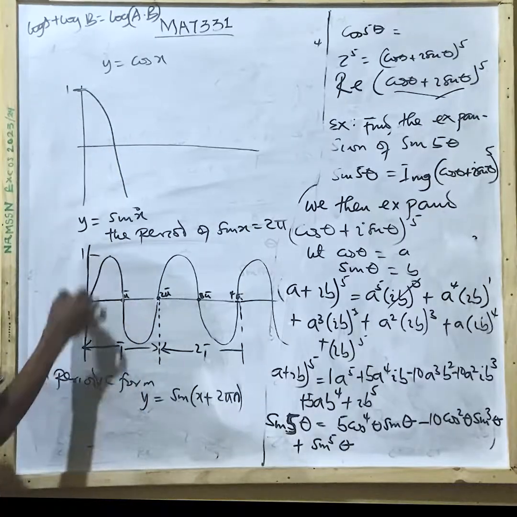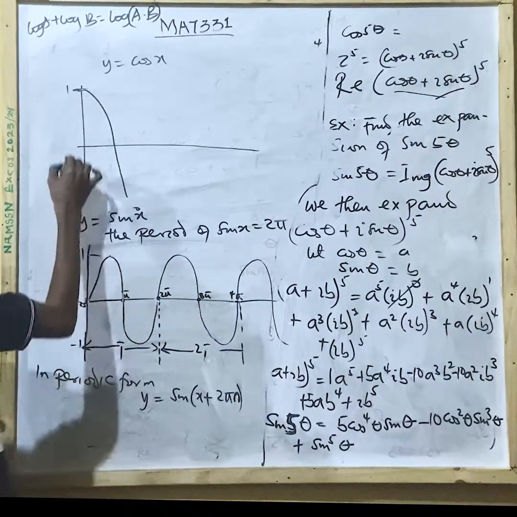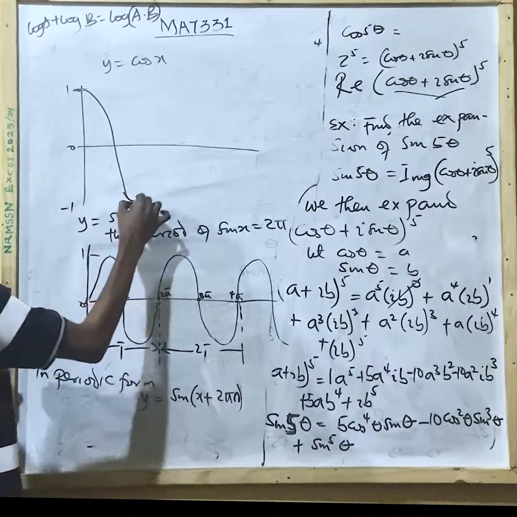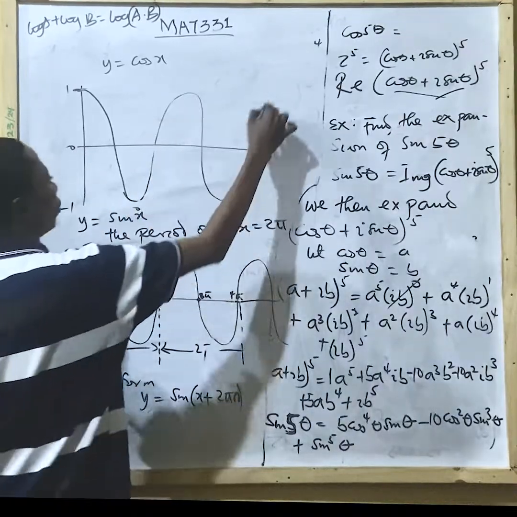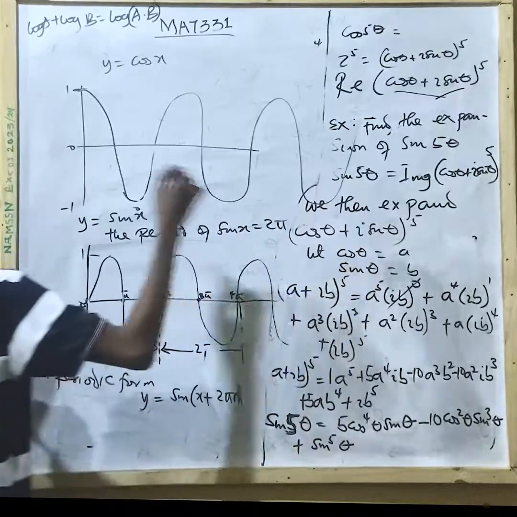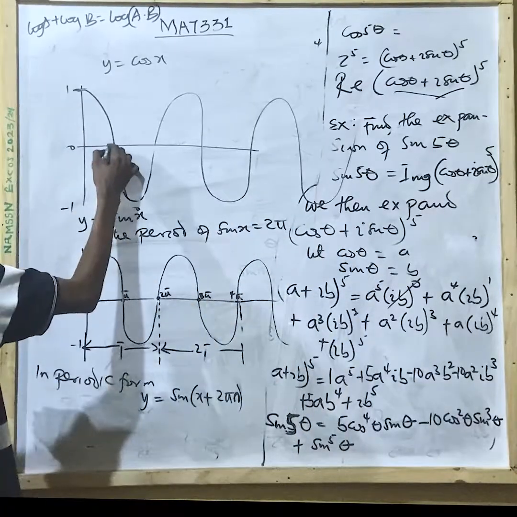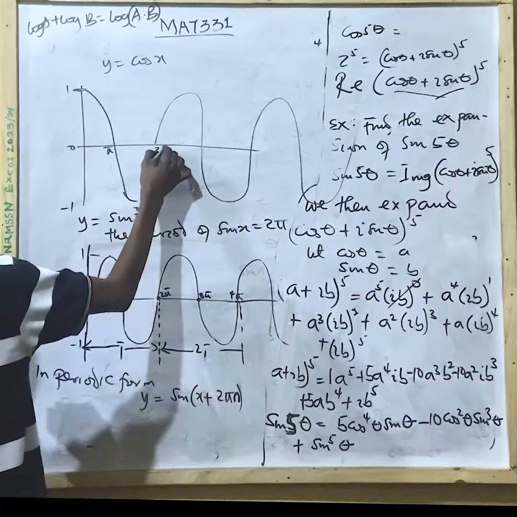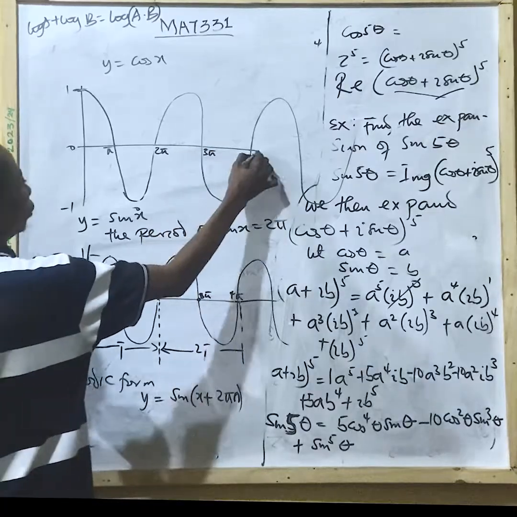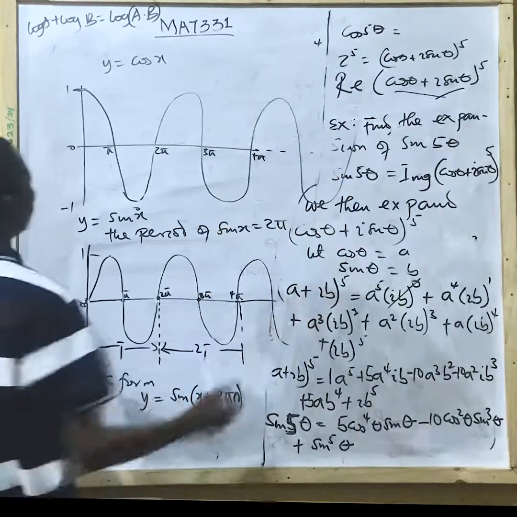This is 1. This is minus 1. This is 1, 0. This is minus 1. It goes forth, comes back, like that. From here to here is also pi. From here to here is 2 pi, 3 pi, 4 pi, and n pi.